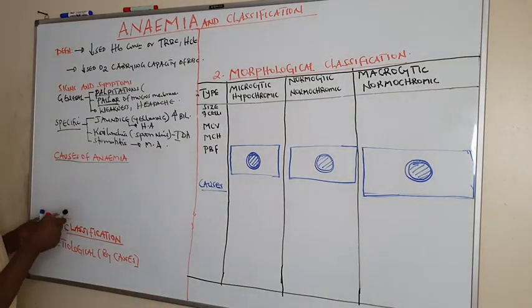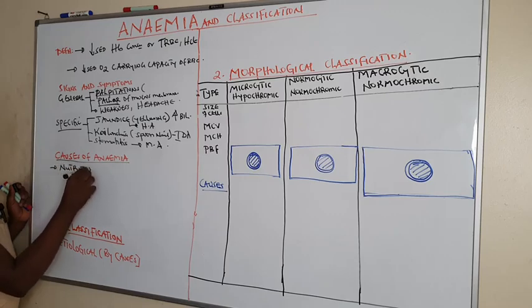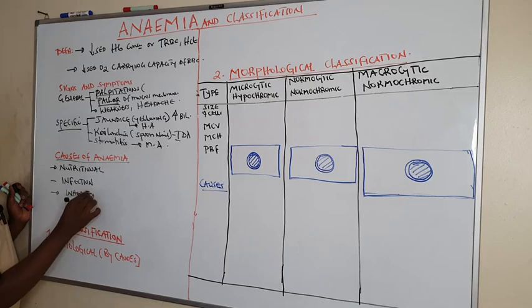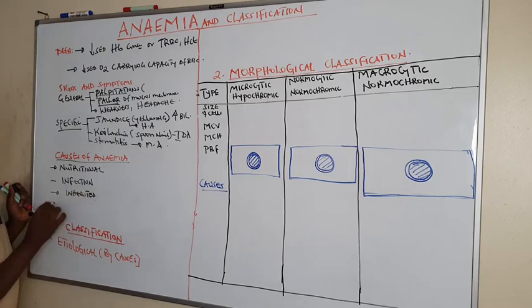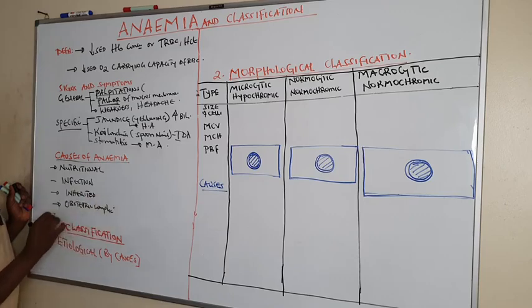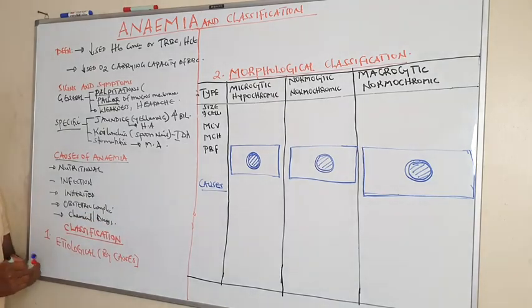After that, we want to see what causes this anemia we are talking about. The causes can be nutritional causes, infections, and these infections can be acute or chronic, depending. Then we can see it under inherited disorders like hemoglobinopathies. Then we can see it in obstetric complications, like during pregnancy. We can see it being caused by certain chemicals or what we can call drugs. These are some of the causes of anemia.